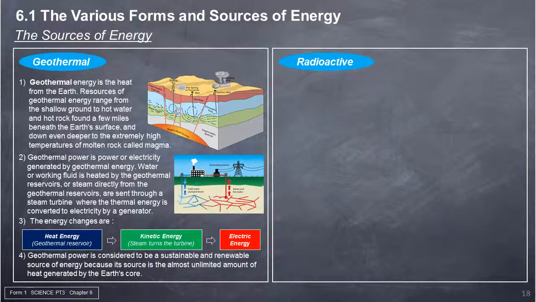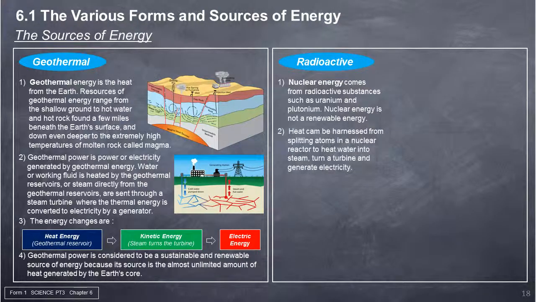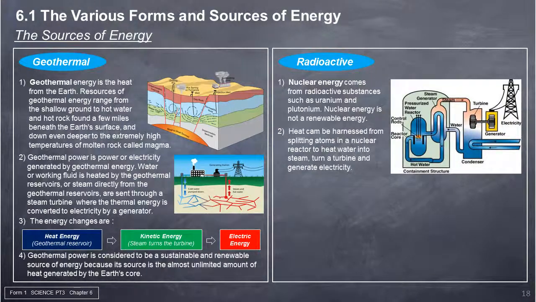Radioactive. 1. Nuclear energy comes from radioactive substances such as uranium and plutonium. Nuclear energy is not a renewable energy. 2. Heat can be harnessed from splitting atoms in a nuclear reactor to heat water into steam, turn a turbine and generate electricity.